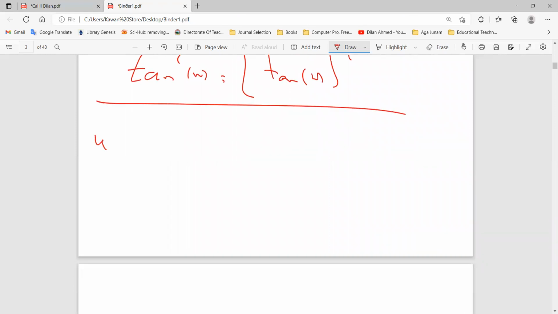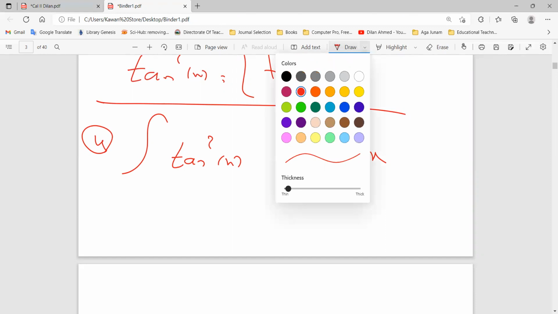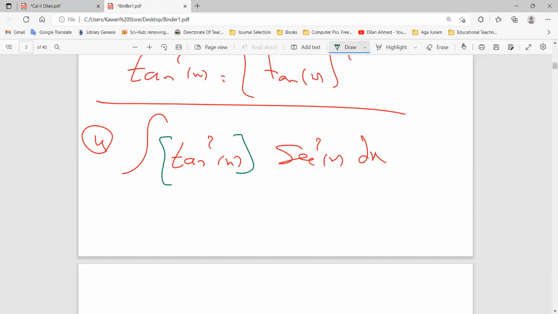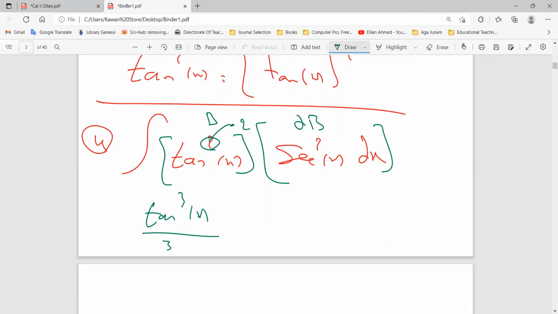Now, example number 4. Tell me how I solve tan square of x, secant square of x, dx. Tan cube, you are right. Why? Because again, we have box, d box. But the box is tan, am I right? We can change that one to here. So I will get tan cube over 3 plus c. Did you understand what I did? So tan 4, tan 5.